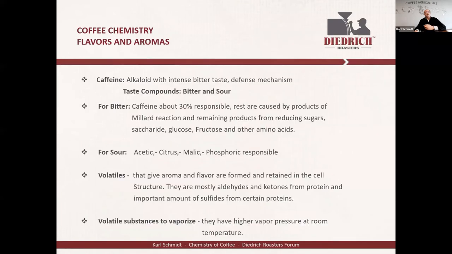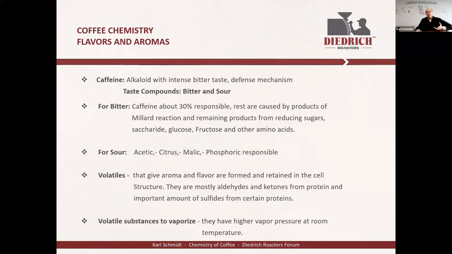Now, just as a summary, caffeine is the alkaloid with intense bitter taste, a defense mechanism; the taste compounds are bitter and sour. Caffeine can be about 30% responsible for it, and the rest is caused by the products of the Maillard reaction. That's where bitterness is coming from. Sour is coming from acetic, citric, malic, and phosphoric acid.